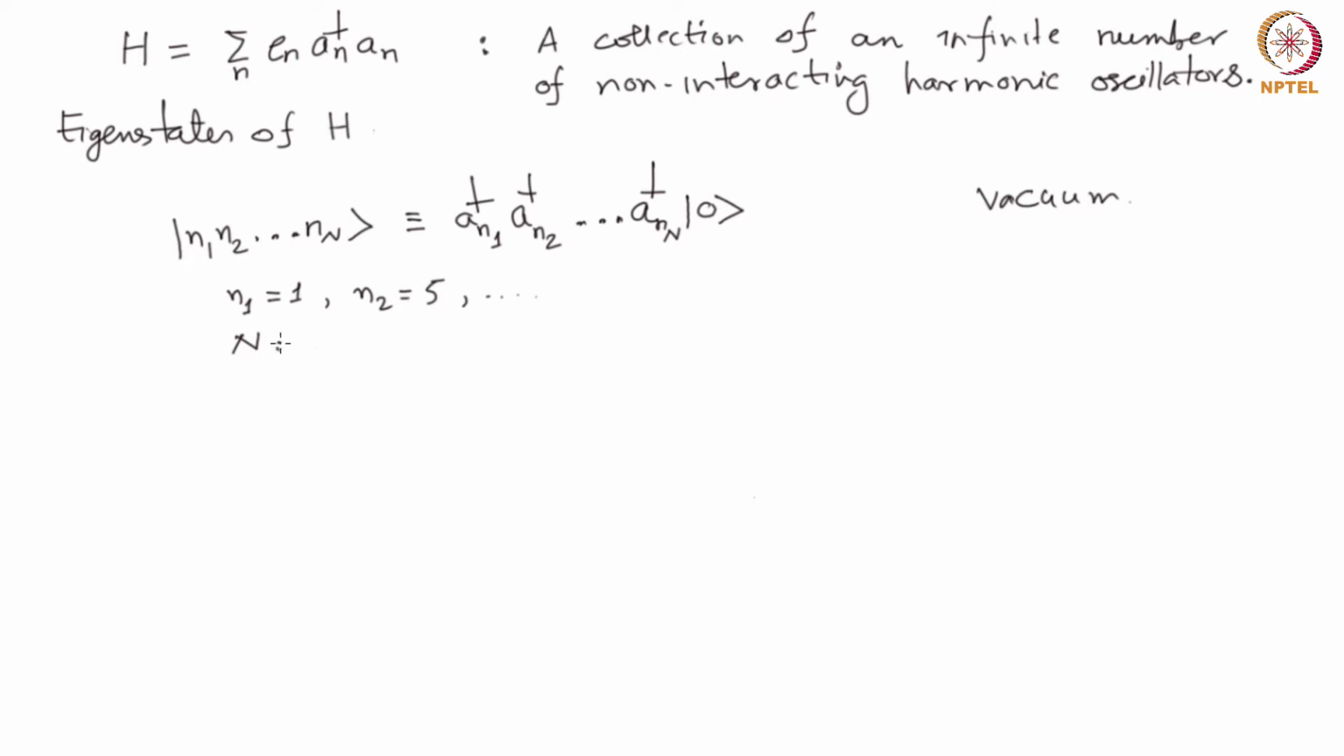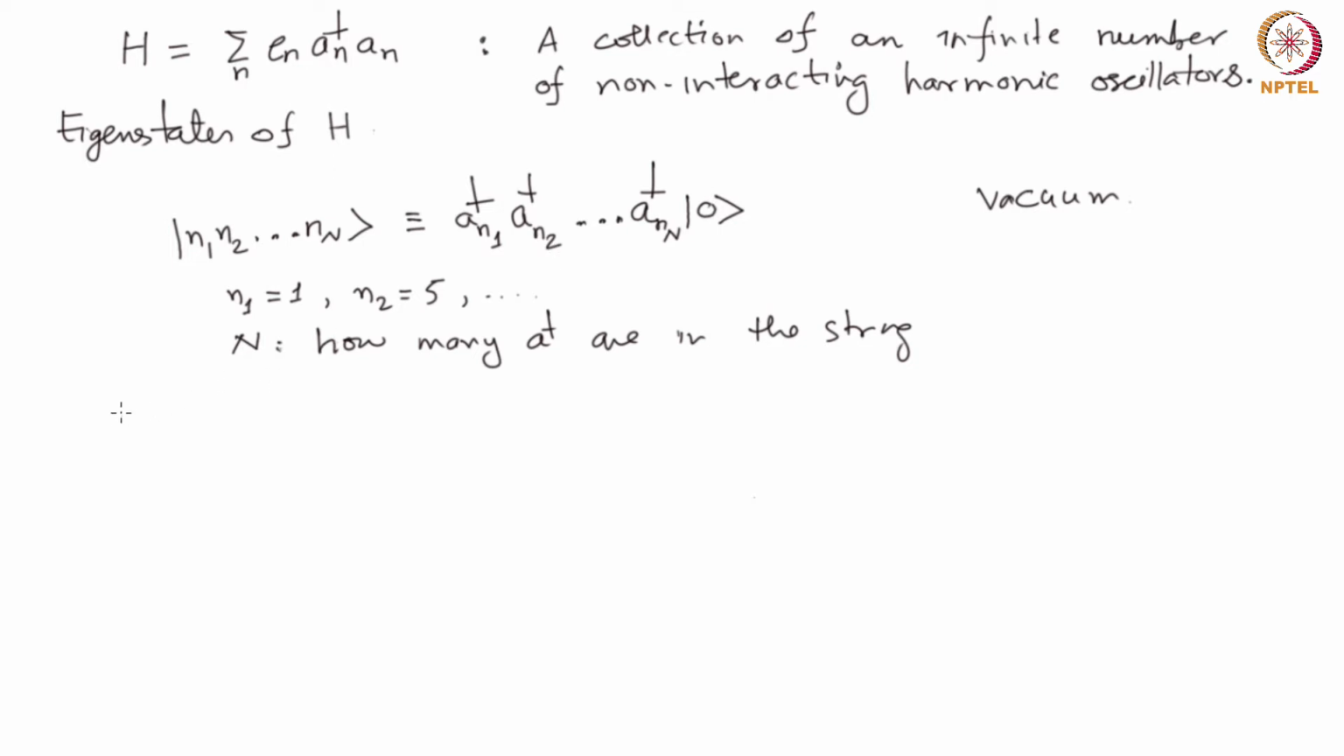Let's say capital N denotes how many daggers you have put. How many A daggers are in the string? String meaning this string of letters, how many A daggers you have there. That is what it is counting.